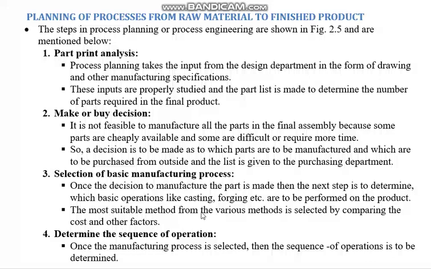Suppose a part can be made in three different ways through three different processes. Then you have to make a decision which process you are going to use. For that, you have to compare the cost and other factors like ease in manufacturing and whether you can do it in your industry in the first place or not, and all those things you have to consider. So this is the third step, selection of basic manufacturing process. And the fourth step is to determine the sequence of operations. Sequence of operations is which first, which next. This is what you have to determine.